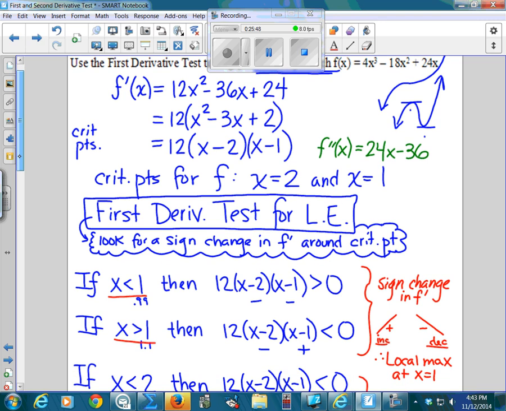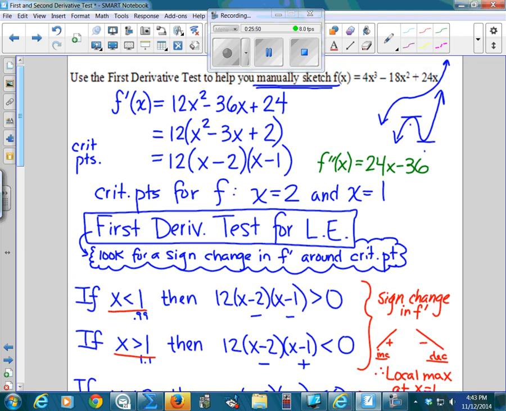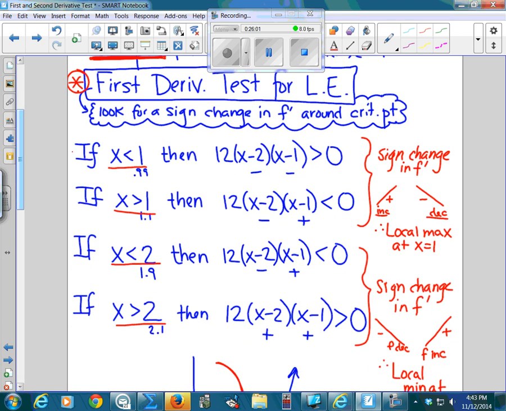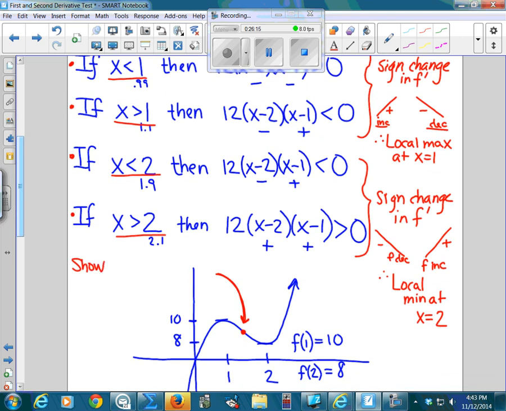A few little sidebar notes. Please do make sure and label your tests when you use them. Show beforehand finding the critical points very clearly. Label your tests. Show all the steps really clearly. You can't just assume that the derivative is positive or negative. You need to show it. You must show the derivative being positive or negative clearly.